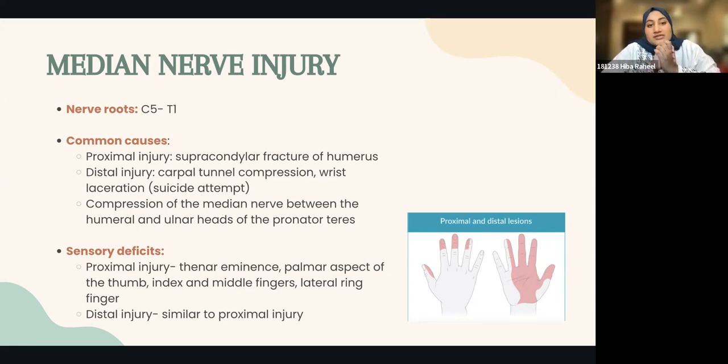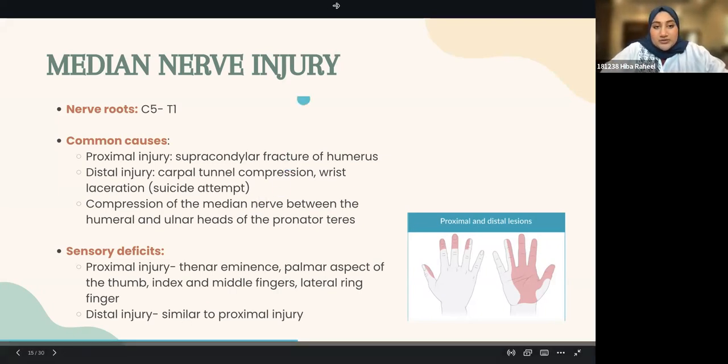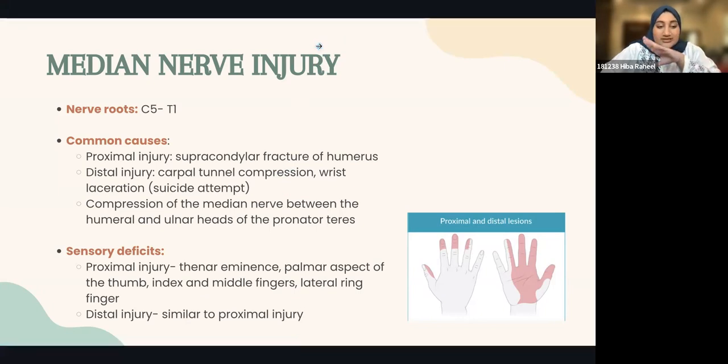Now, the median nerve, I would say that it has the most important sensory supply in the entire body, okay? In the hand region or the arm region. So the sensory deficits of the median nerve depend on, again, where the injury is. If it's proximal, so close to the elbow, then everything from the elbow below that the median nerve is supplying, there's going to be sensory loss. If it's distal, so like if it's here, then again, it's very similar to the proximal side as well, okay? The proximal injury. So let me further elaborate that.